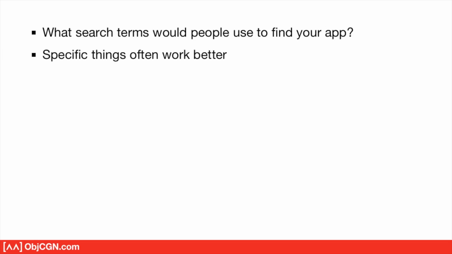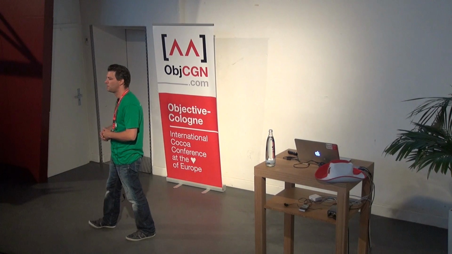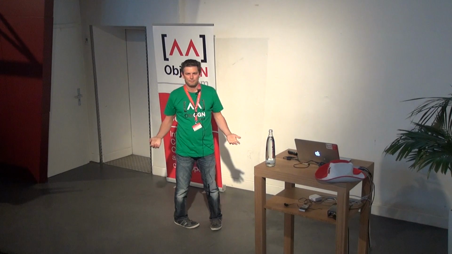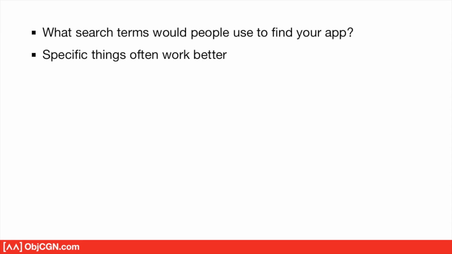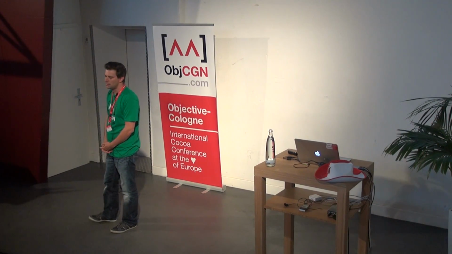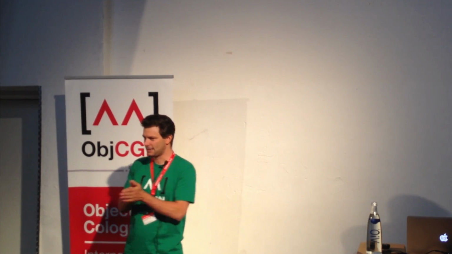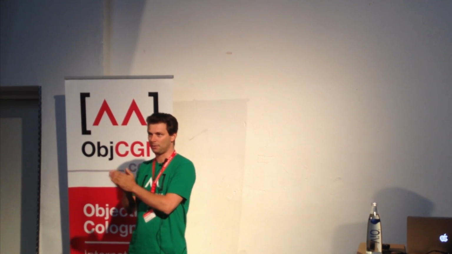And what about those terms? Well, specific things tend to work better than general things, right? You can put general terms in, but if someone types in a general term in search, they're going to get a hell of a lot of hits. You're going to be very lucky if you're anywhere near the top of that list. So target specific terms, very specific situations that someone might search for an app like yours. Okay?